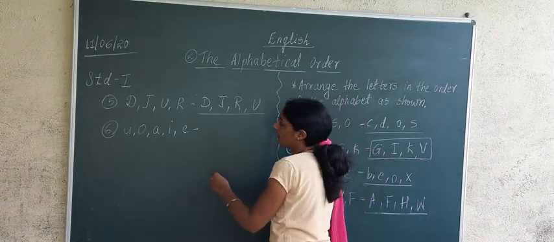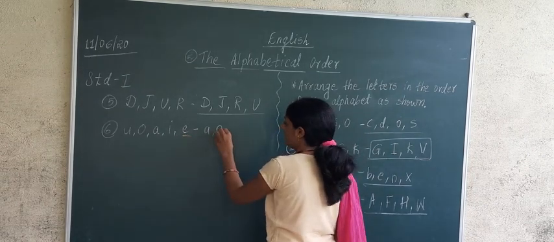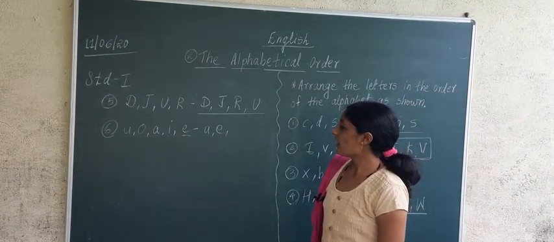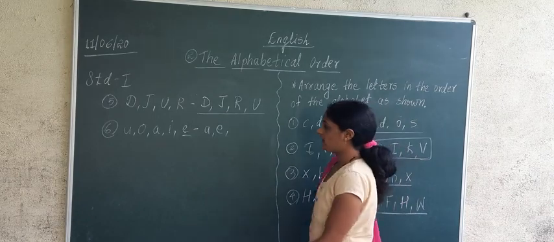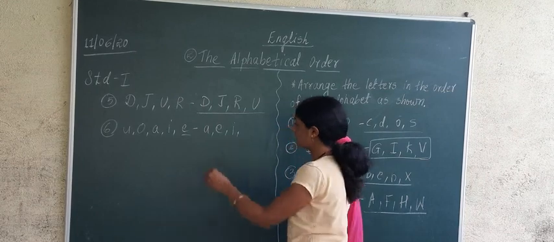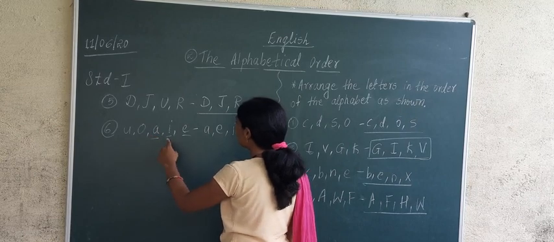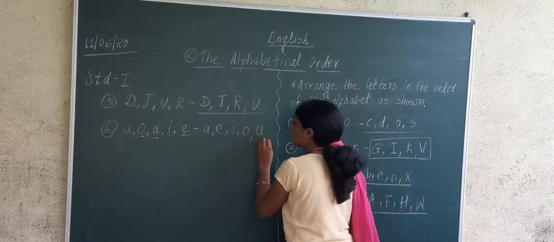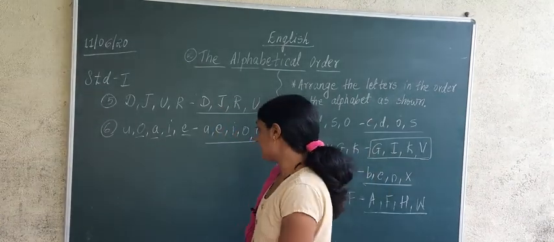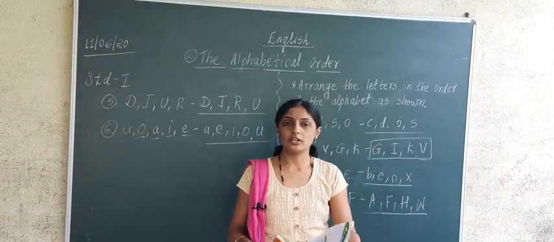Now here we'll start. A is there? Yes, A. B, C, D, E is there? Yes, E. F, G, H, I. Yes, I is there. J, K, L, M, N, O. O is there. P, Q, and now which is left? A is over, I is over, O is over. Only U is left, so the last will be U. So this is the correct alphabetical order of the letters which we have done on the board.